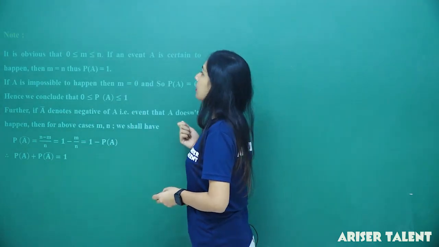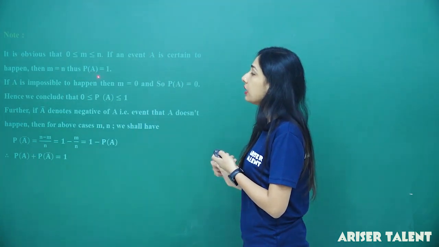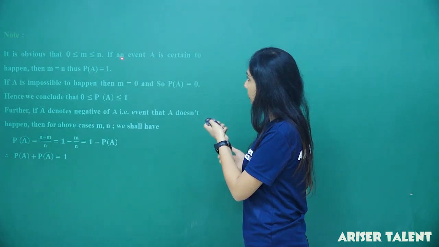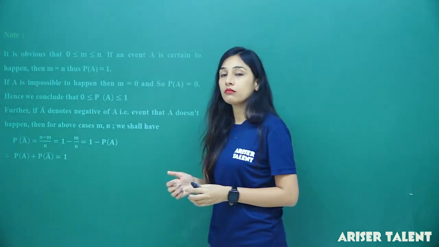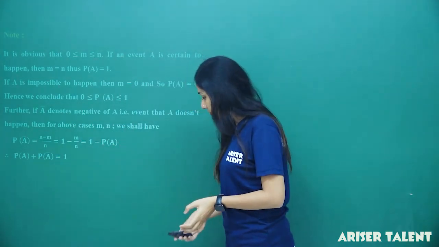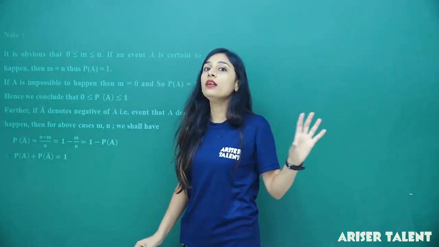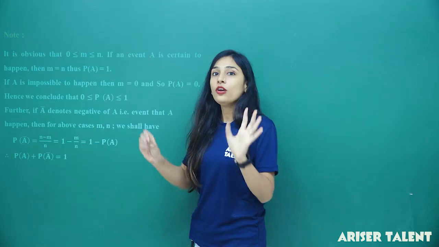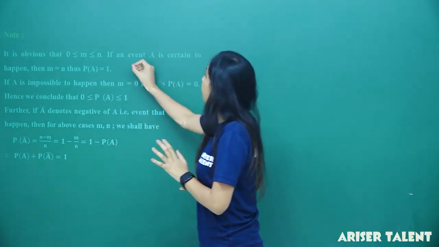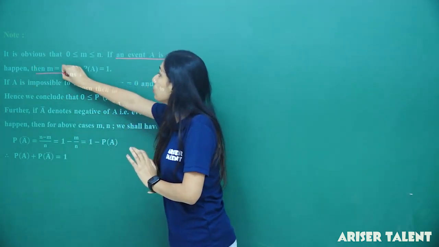If an event A is certain to happen, then M is equal to N, so P(A) equals 1. Now what does it mean if an event A is certain to happen? It will happen for sure. Like your mom will scold you for sure. No matter what you are doing, good or bad, your mom is going to scold you. That is for sure. That means if an event A is certain to happen, then M equals N.